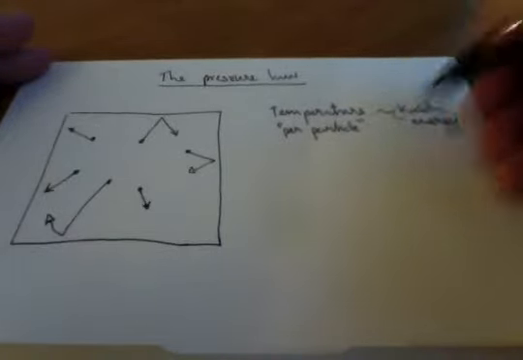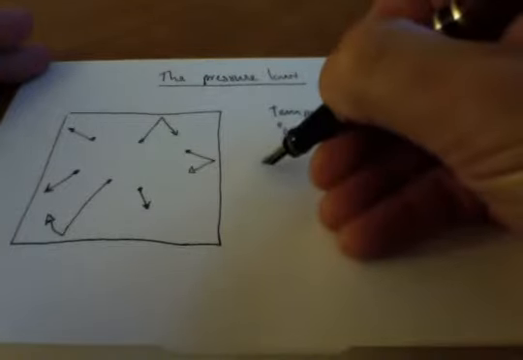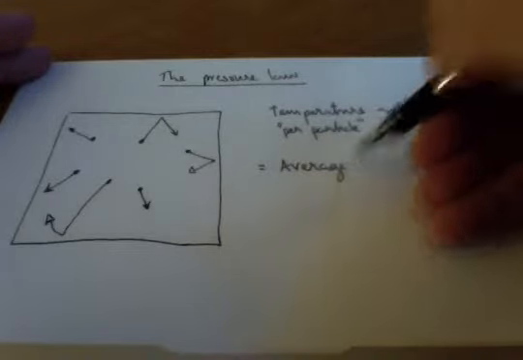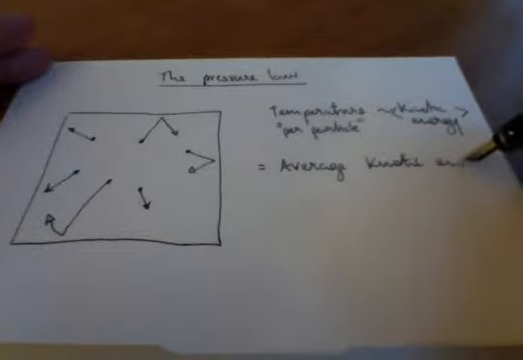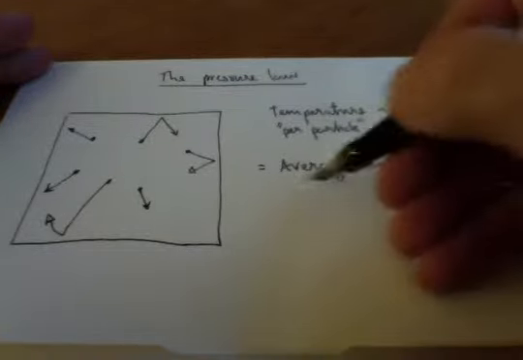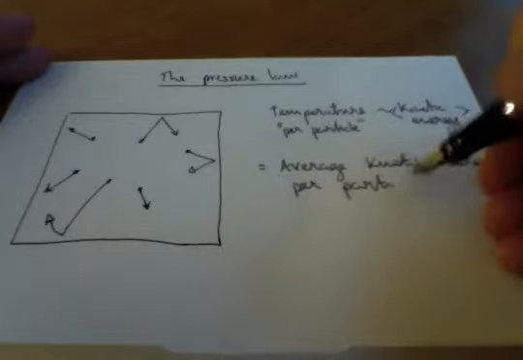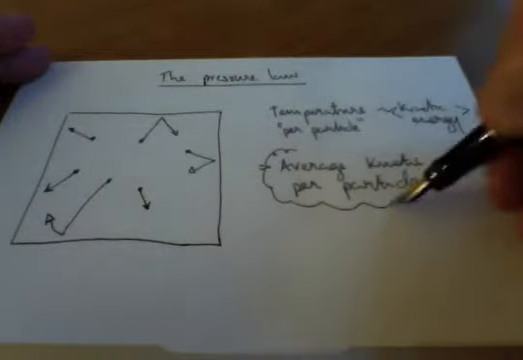So therefore we usually put these little signs around it. So temperature, as we define it, is the average kinetic energy per particle. That's a really, really important definition to learn.